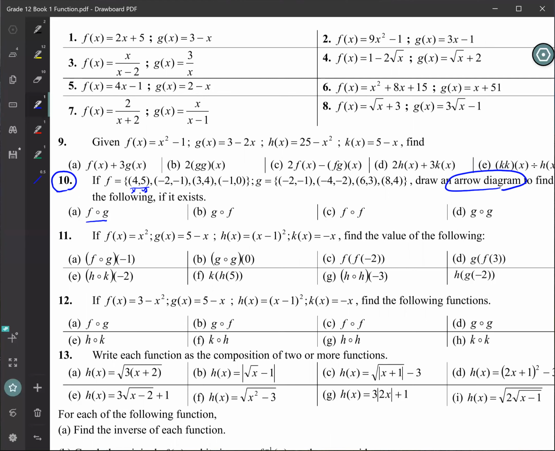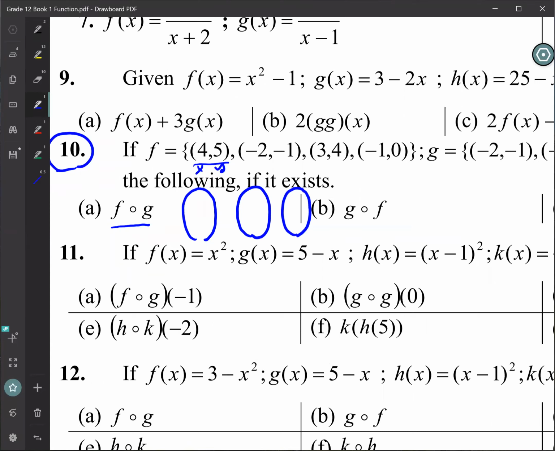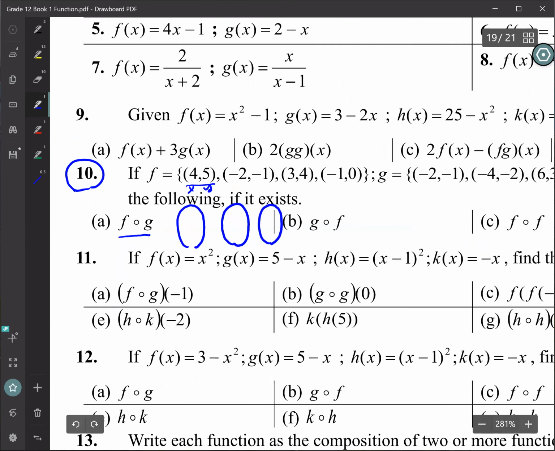So if I try to make a diagram, I'll draw the diagram here. This is called the arrow diagram. So F of G. Which function should be inside, Eric? G should be inside. So when you draw the arrow diagram, you put G first. It goes into G first, and then the result will go into F.